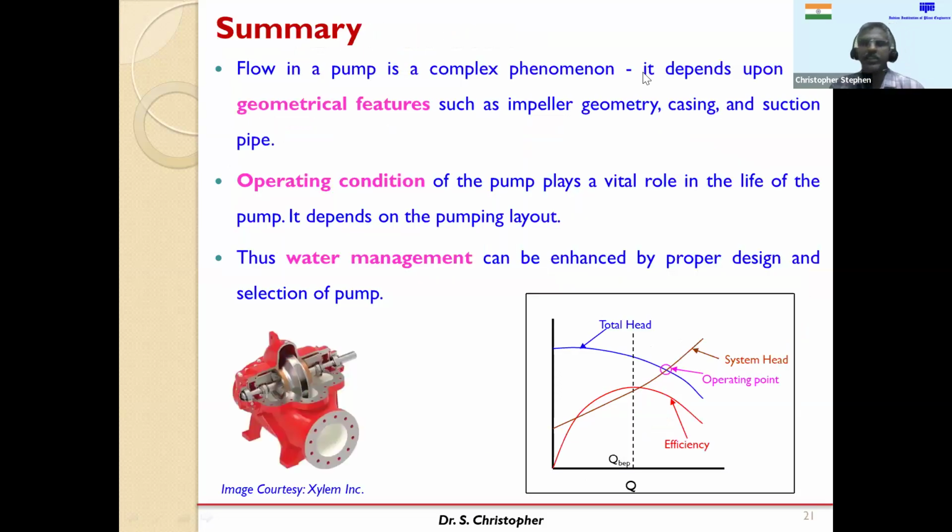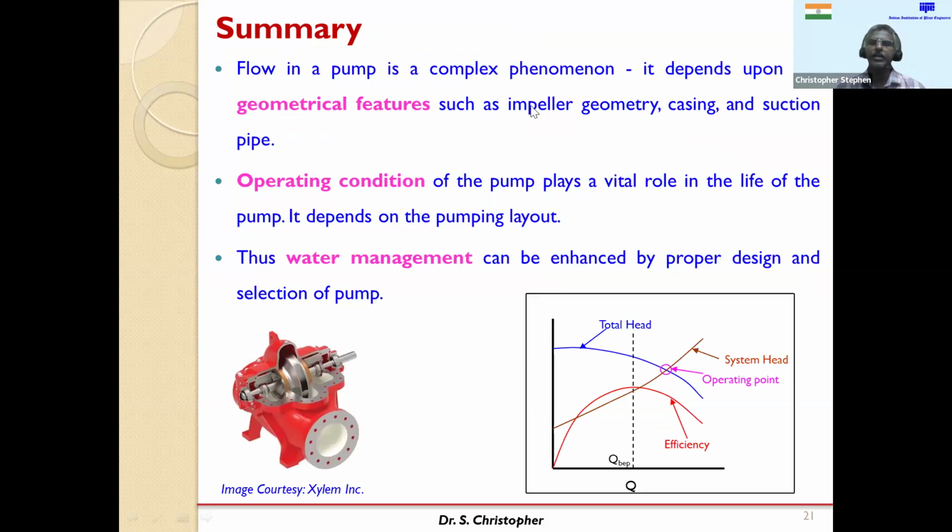Okay, so based on this, it is almost 6:45, so I'll just conclude. Based on my talk, I have made the summary like this. Flow in a pump is a complex phenomenon. It depends upon the geometrical features such as impeller geometry, casing, and suction pipe.